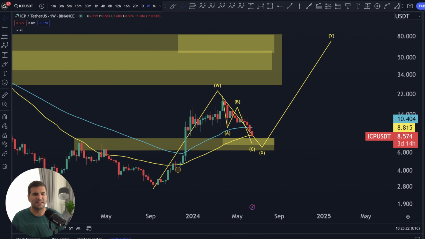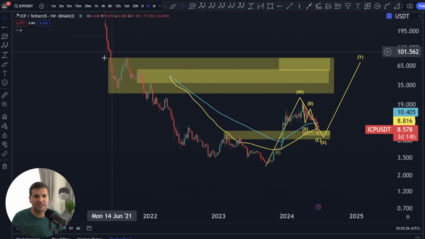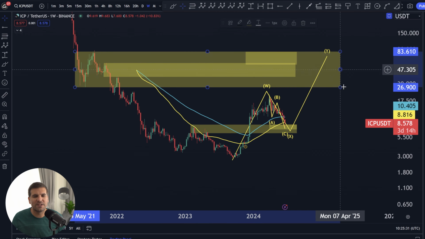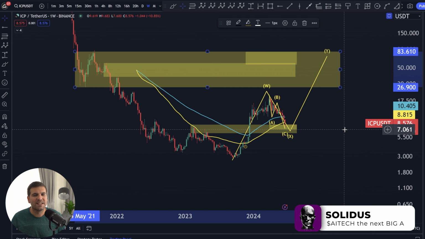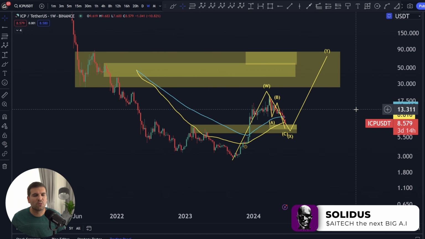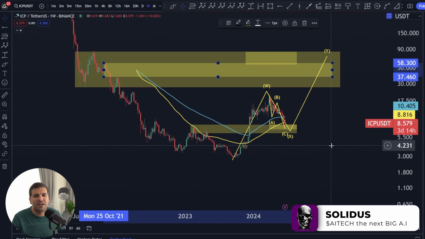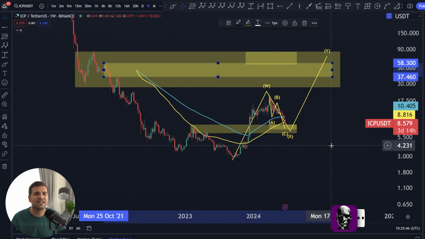happened historically for ICP. Now, if I do zoom out of this, you can see I have expected ranges drawn up already, right? This isn't anything new. We've spoken about these ranges many times in the past. $26.90 to $83.61 seems to be a big, broad area, but we narrow that down just a little bit here by talking about the area of $37.46 to $58.30.